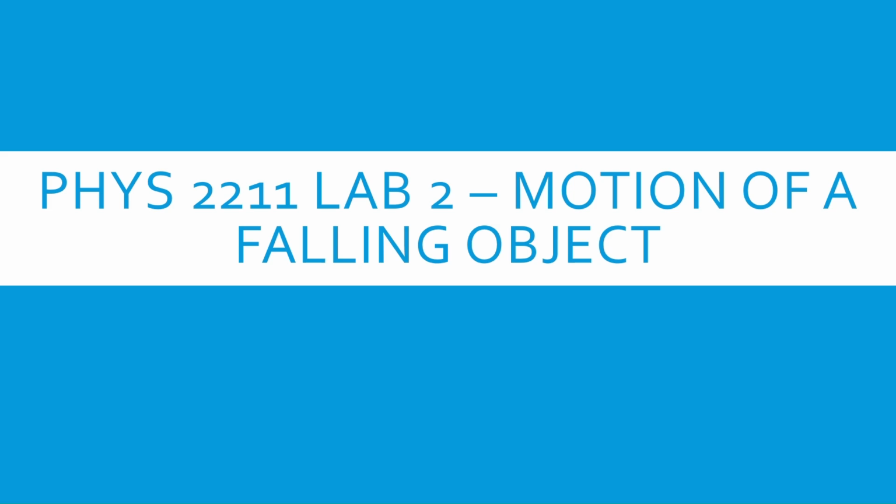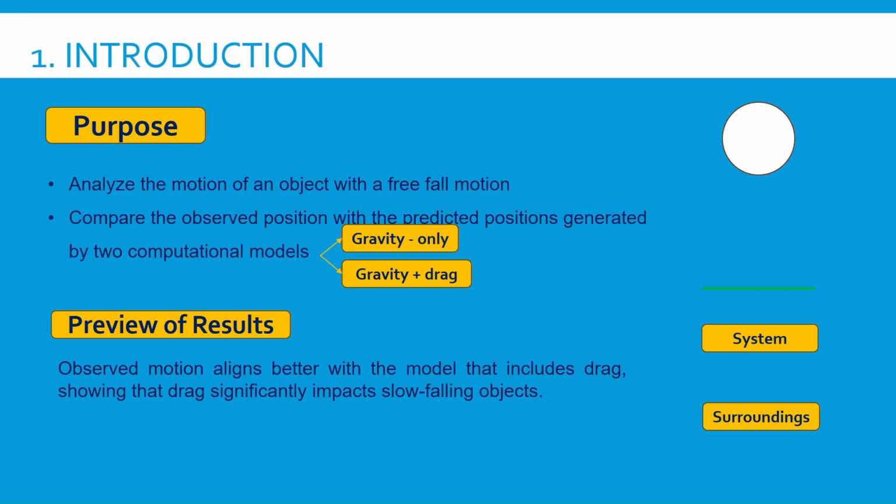Hello and welcome to my second lab report for Physics 2211. Today I will be analyzing the motion of an object falling under the influence of gravity and air resistance. The goal of this experiment is to compare the observed motion of a paper ball with the predictions from two computational models. The first model accounts only for gravity, while the second includes the effects of drag, which is expected to play a significant role in the case of slow falling objects like the paper ball.